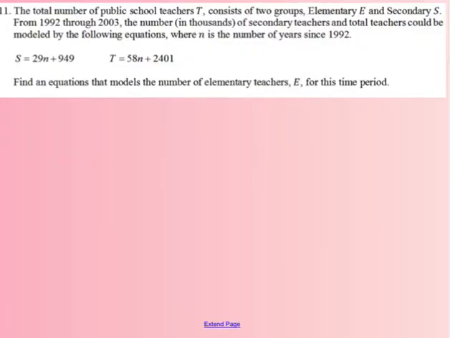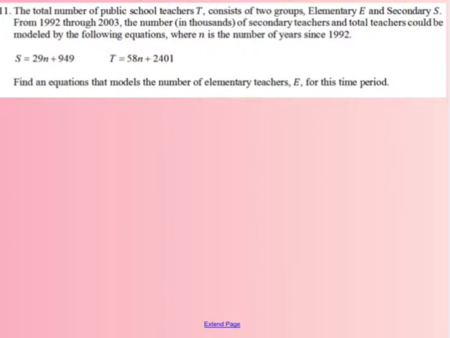Okay, let's take a look at this word problem. The total number of public school teachers, T, consists of two groups, elementary, E, and secondary, S. From 1992 to 2003, the number in thousands of secondary teachers and total teachers could be modeled by the following equations, where N is the number of years since 1992.